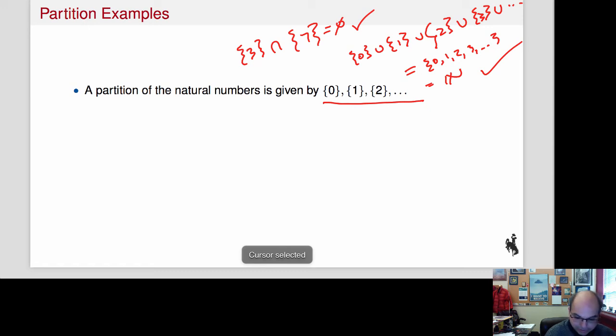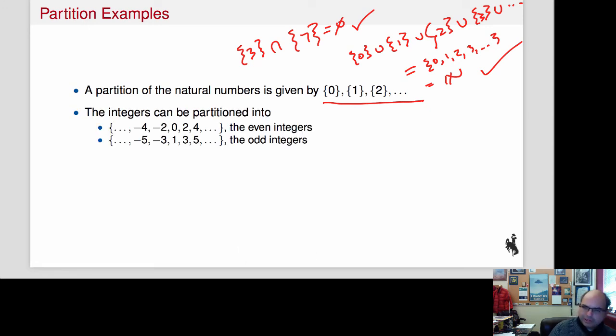What other examples can we do? Well, let's look at the integers again. As I look at the integers, I'm going to split them into the set of even integers and the set of odd integers. And you see that if I take the intersection of these, I'm going to get the empty set, because you can't be both even and odd. If I take the union of that, then I get all the integers, because any given integer is either odd or even. So this is a partition.